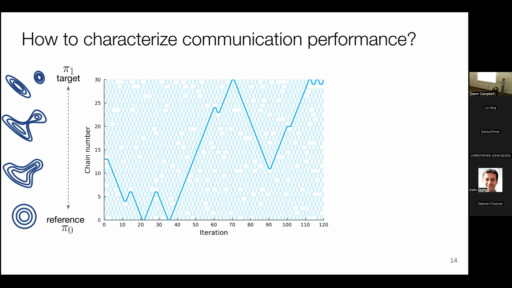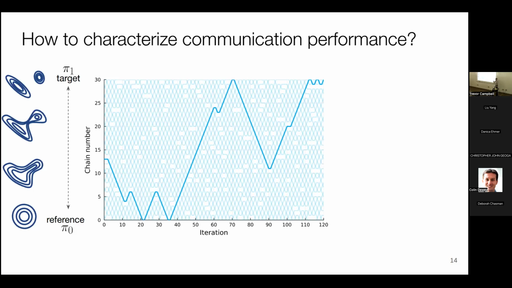The first question that we should ask is, how do we even characterize the performance of communication in parallel tempering? And this is actually getting back to your earlier question about why we use deterministic even-odd swaps. If I take my example that I've been showing you with these four little distributions, the circle and then the mutate, and then the target here, and I turn it on its side, and I just plot the chain number, the reference is 0, going all the way up to the target, which is 30. So I guess this is an example with n equals 30.